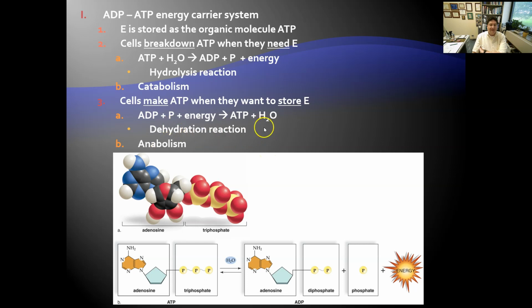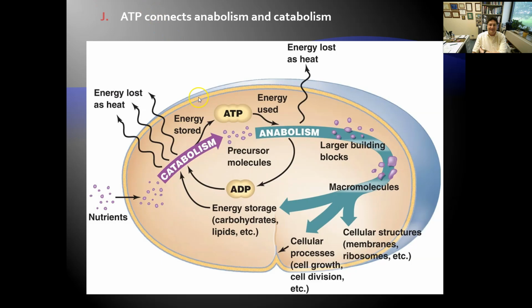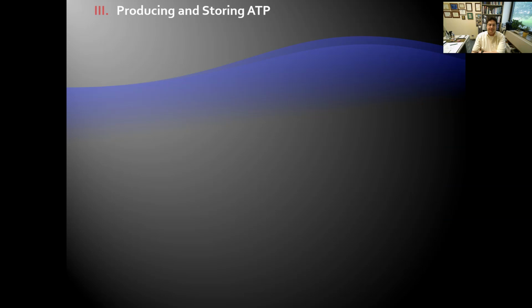This would be an example of anabolism, building something up. So ATP connects anabolism and catabolism. Cells are constantly making and breaking ATP. We're making ATP to store energy, and we're breaking ATP to release energy. So we're constantly making and breaking ATP.